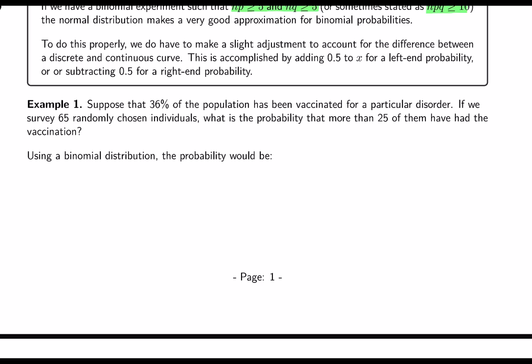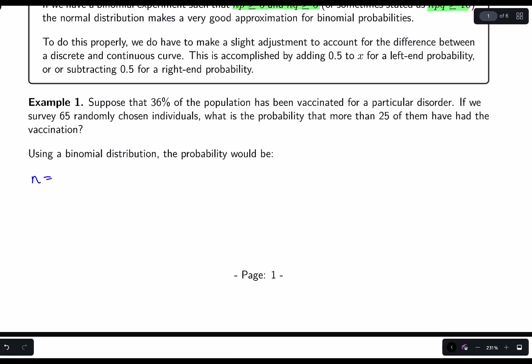Okay, so we'll start using binomial distributions. All right, so either someone's had this vaccination or they haven't. We're picking people randomly, so these should be independent trials. And we have a fixed number of trials. We have 65 that are being surveyed here. So the number of trials is 65. The probability of success, which means they've had the vaccination, is 0.36.